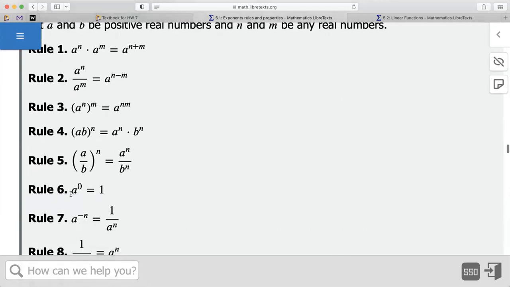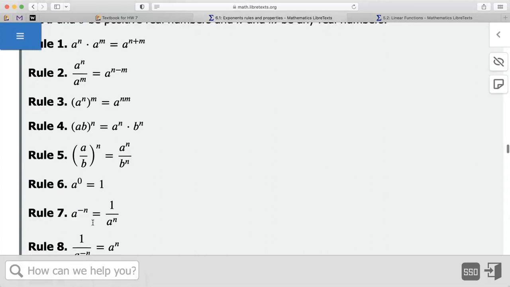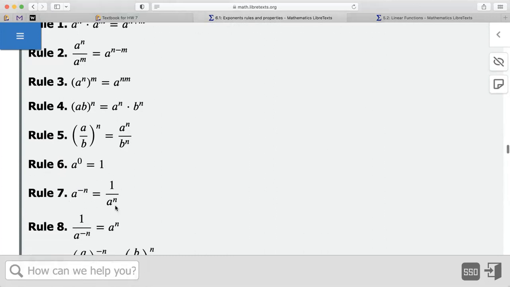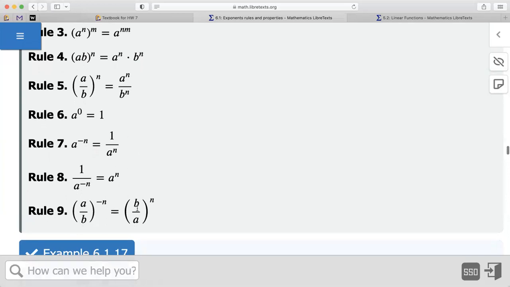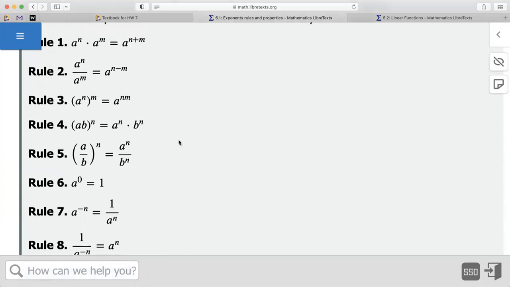Rule number 6: if I have any number raised to the power 0, with the condition that a cannot be 0, then the answer always equals 1. Now, if I have a negative exponent, I can put it under 1 as 1 over a to the n. And if I have 1 over a to the negative n, I can flip it over and put it on top. So basically, whenever you have a negative exponent, if it's on the top, you put it on the bottom, and if it's on the bottom, you put it on the top. That's what they say in rule number 9, when we flip over a reciprocal. So those are the properties for exponents. Use this to do all your homework.